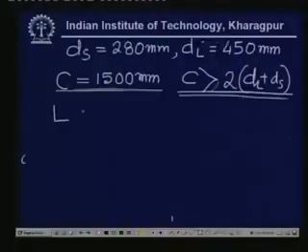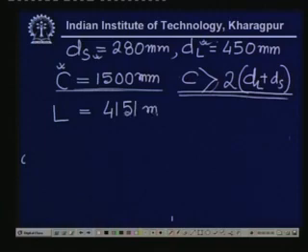We consider this drive to be an open drive system. So for the open drive system, from the formula, please refer to your notebook, what we have chosen earlier. With this value of C, this value of ds and this value of dl, it comes out to be around 4151 mm.